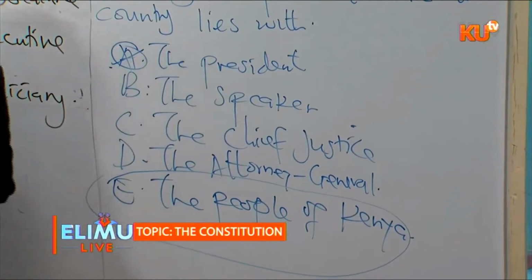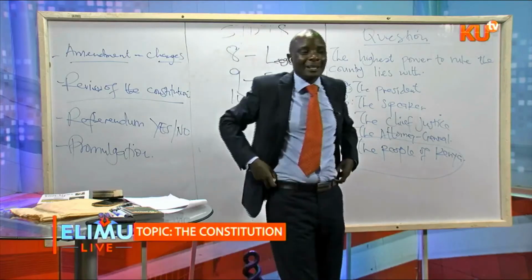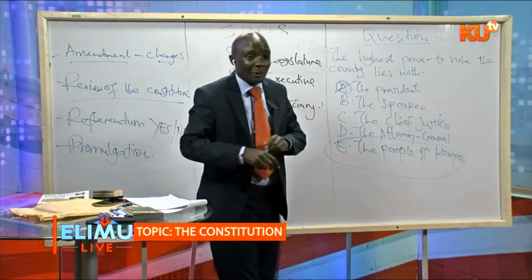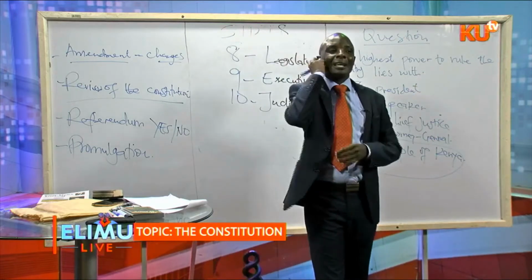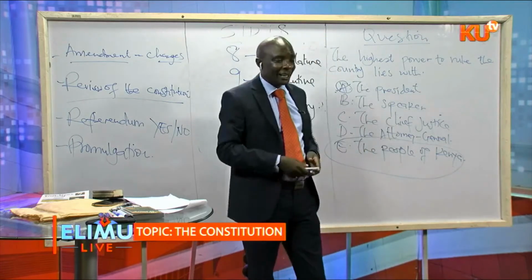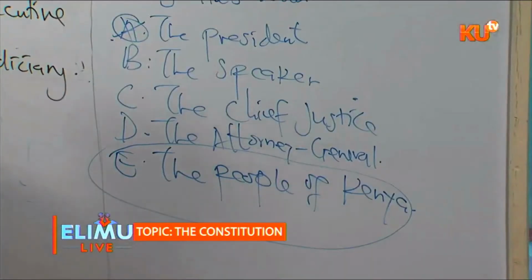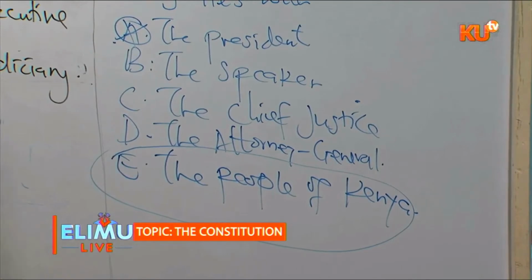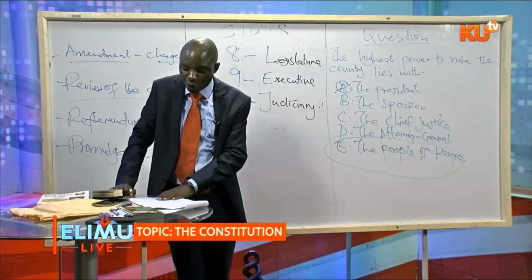Because should you see this question here, sometimes it can be a problem to most of us, and the examiner knows where you are going to run to, and that's why he puts the president as A, so that you can rush and write the wrong answer as the president. So that one is found in chapter 1 of the Constitution.